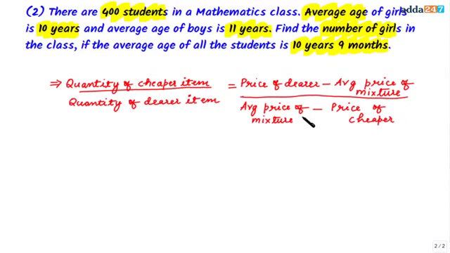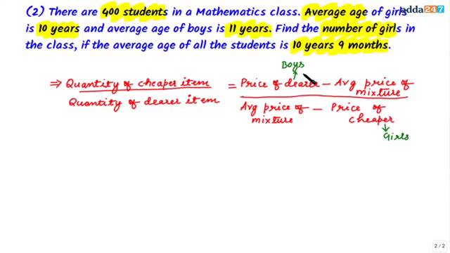Once again, let's analyze the given problem in terms of this formula which we have learnt. According to this formula, we have the price of the dearer item, and in this case we are not talking in terms of price, we are talking in terms of age. In the given question, the average age of boys is more than the average age of girls. So boys here will be the dearer item, only in terms of the question though. And girls here will be the cheaper item.